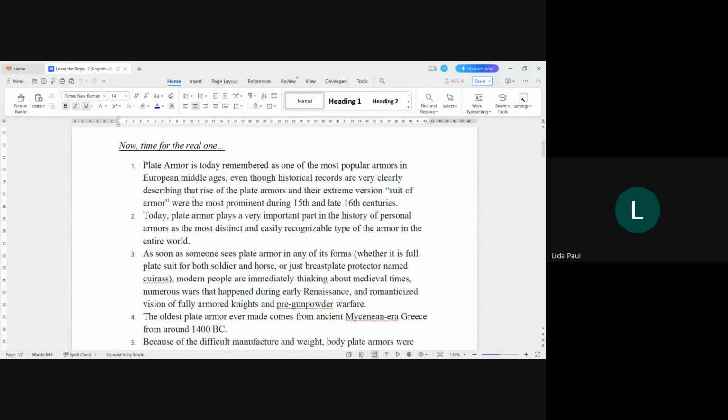So these are longer sentences, but they're easy. They look longer, but they probably would be easier than the previous one. We'll read through them and figure out what the adverbs are. "Plate armor is today remembered as one of the most popular armors in European Middle Ages, even though historical records are very clearly describing that rise of the plate armors and their extreme version, suit of armor, were the most prominent during 15th and late 16th centuries." You can read line by line and then let me know what the adverbs are.